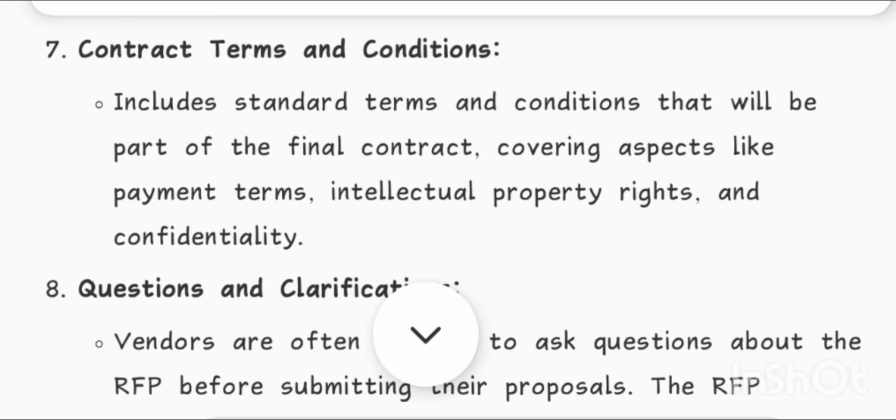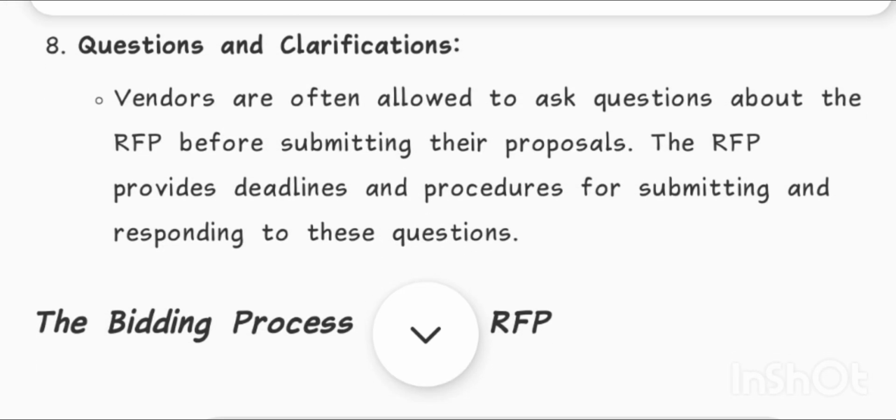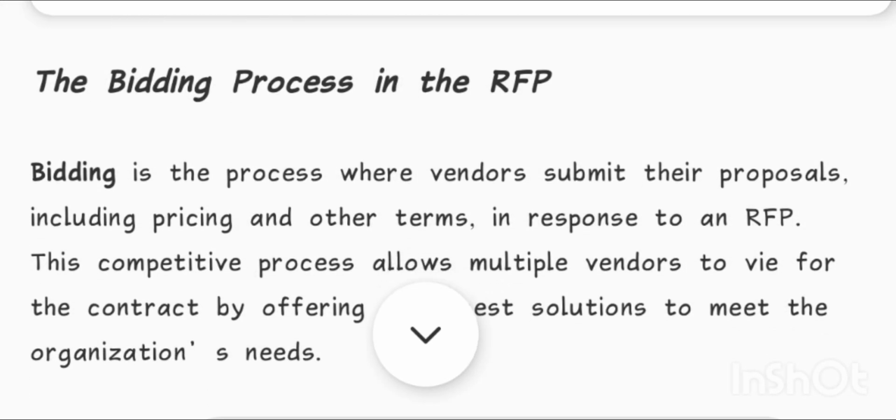7. Contract terms and conditions. Includes standard terms and conditions that will be part of the final contract, covering aspects like payment terms, intellectual property rights, and confidentiality. 8. Questions and clarifications. Vendors are often allowed to ask questions about the RFP before submitting their proposals. The RFP provides deadlines and procedures for submitting and responding to these questions. The bidding process in the RFP.